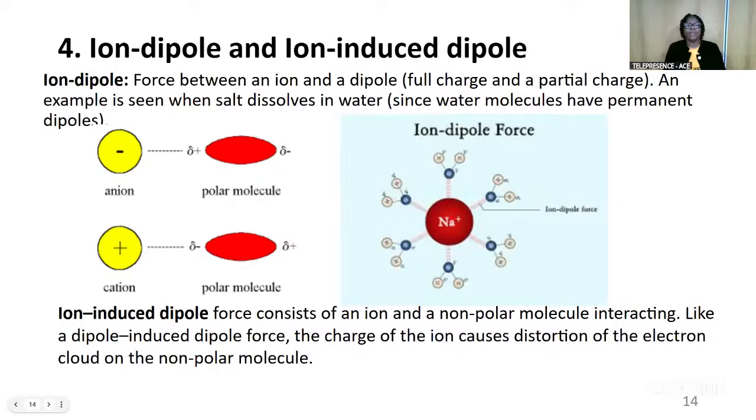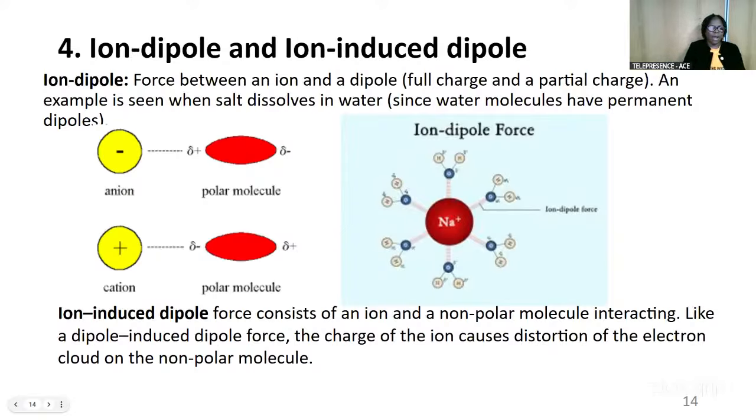So we are talking about a full charge and a partial charge attracted to each other. And an example is seen in salts when they dissolve in water. The molecules in water have permanent dipoles. And that is the example that I've put in this diagram. If you look at this diagram, you can see that the sodium ion is surrounded by water molecules. And because water has a permanent dipole, and the ion itself is carrying a positive charge, that is a positive ion or a cation, you can see the kind of attraction is actually ion-dipole forces.